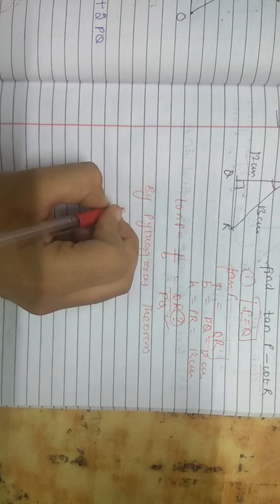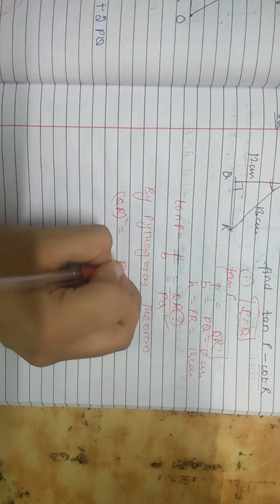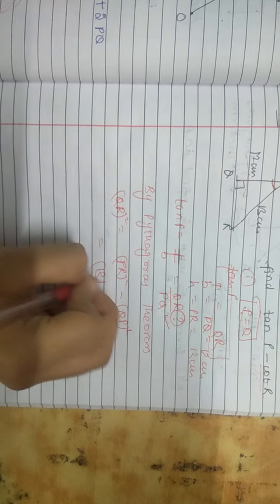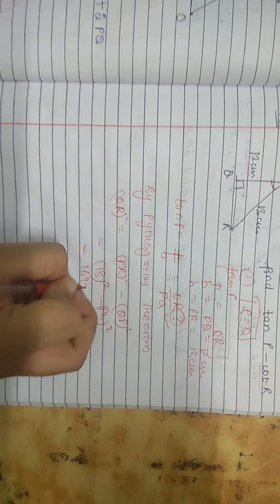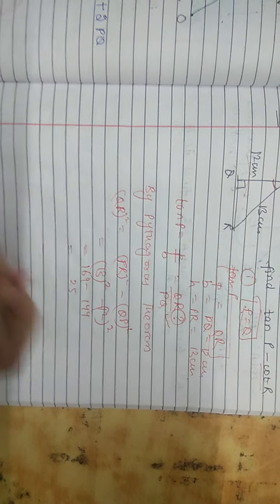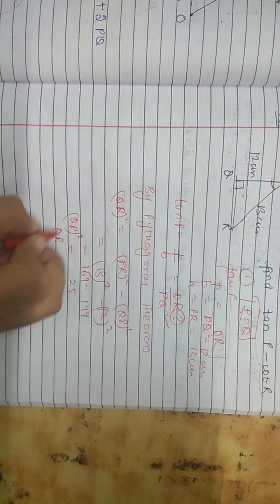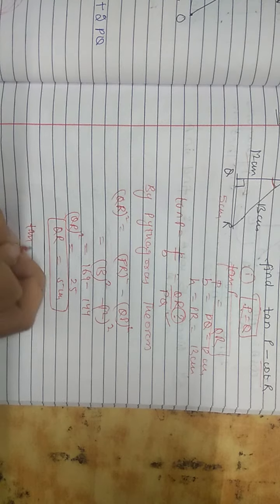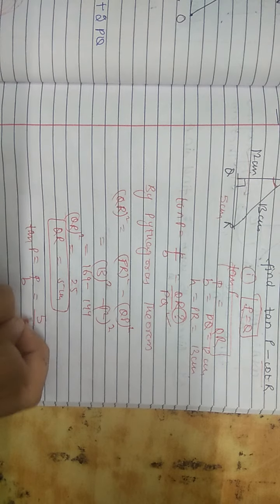So we can write QR whole square as PR square minus QP square, that is 13 square minus 12 square. You should remember the squares also, that is 169 minus 144. So here we'll get 25. Under root of 25 is 5. So we will get 5 centimeter as QR. This is 5 centimeter. Right, so we get tan P as perpendicular by base, that is 5 by 12.